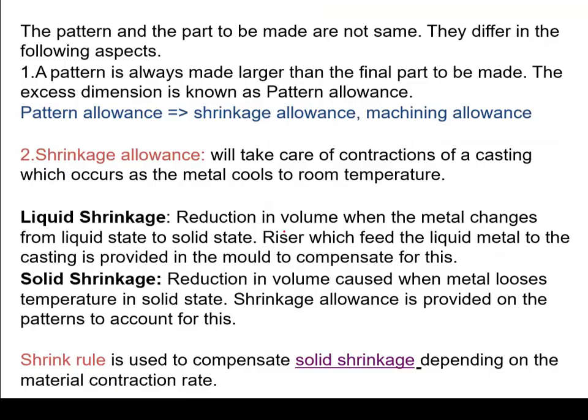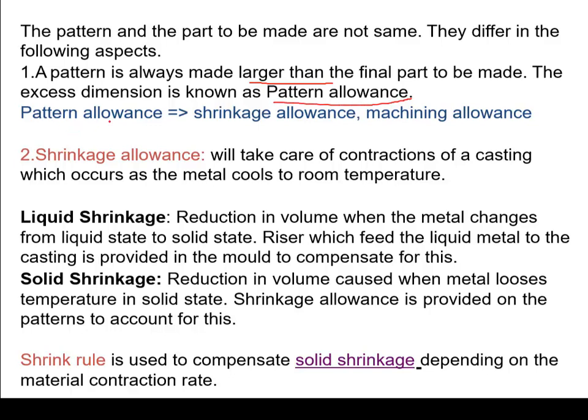Now, the pattern and the part to be made are not the same, and they differ in the following aspects. The first point is that the pattern is always made larger than the final part to be made. The excess dimension is known as the pattern allowance. This is the definition of the pattern allowance.